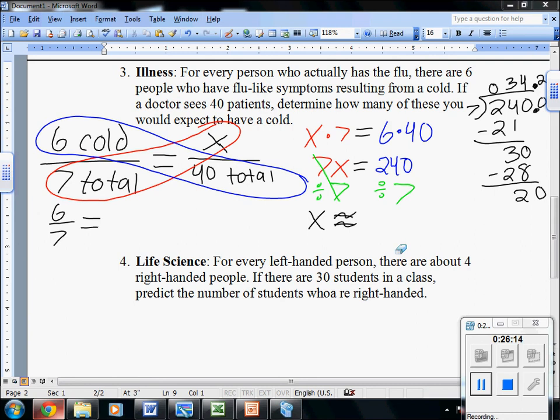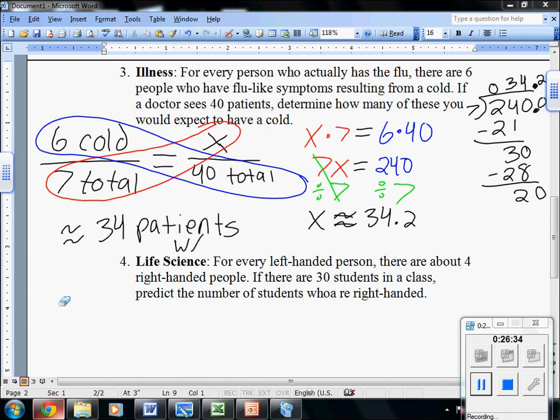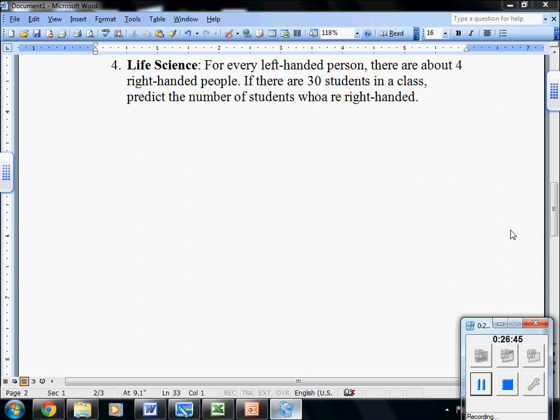The nearest whole person is 34 people, so I'm going to say it approximately equals 34.2. But more specifically, that tells us that of those 40 patients, we can expect this doctor to see approximately, this is the symbol for approximately, a squiggle equal sign, 34 patients with a cold. That's going to be our answer. Let's move on to another one.